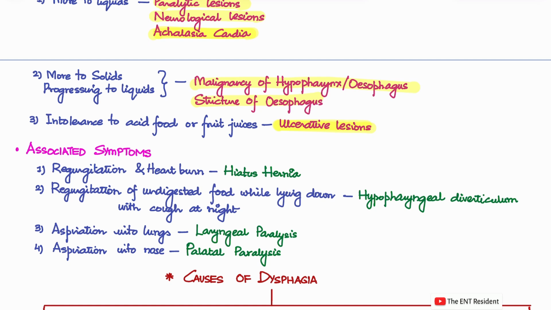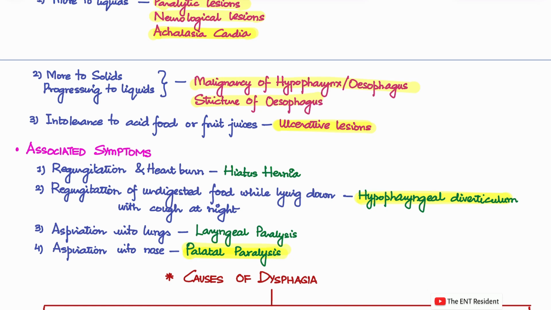Is there regurgitation of undigested food when you lie down, with cough at night? This will point towards hypopharyngeal diverticulum. Is there any aspiration into the lungs? This can point towards laryngeal paralysis, or aspiration into the nose, which will point towards palatal paralysis. So these are the things you need to ask when a patient comes to you with difficulty in swallowing.